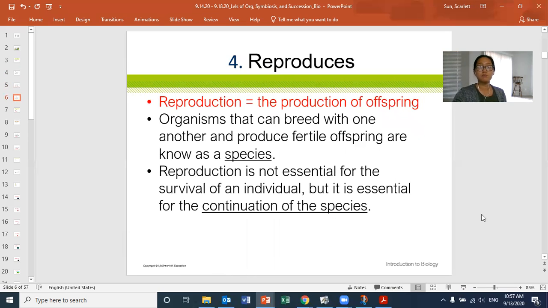Number 4, reproduces. Reproduction is the production of offspring, right? Something that is alive needs to be able to make offspring in order to continue the next generation of its species.